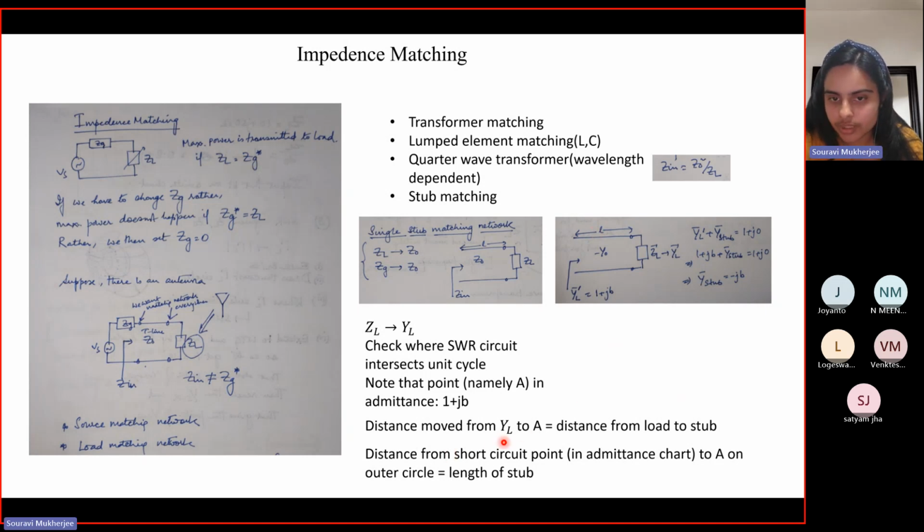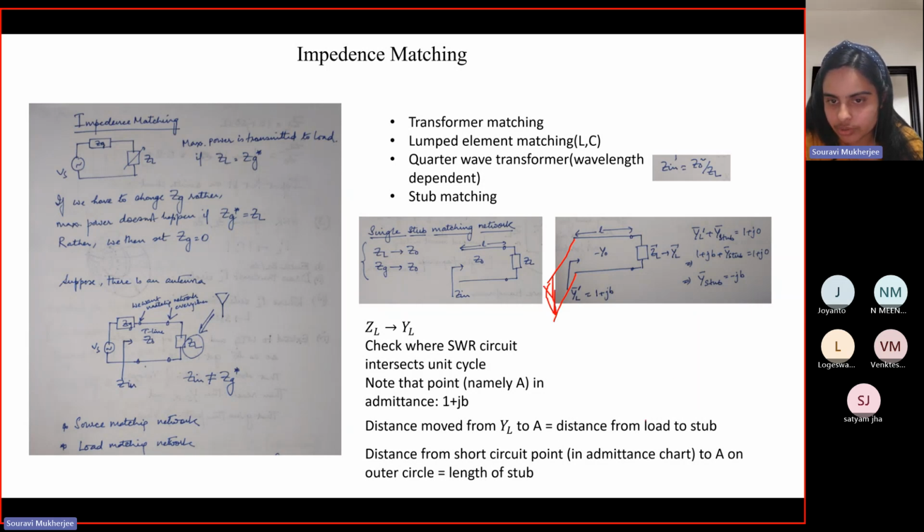So now once you have located the point, the distance moved from YL to A is this length L. Once you have found that, the question is, what is the length of the stub? Basically here, at this location, you are adding a short circuit stub in parallel. Now what should be the length of this stub? How do you find that?